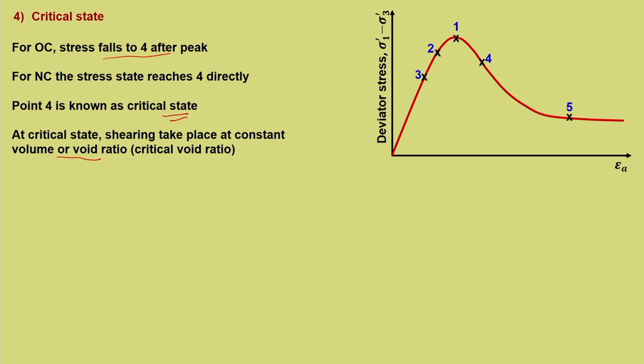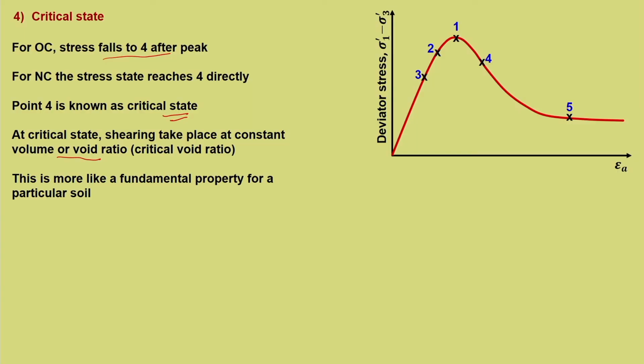So, it is the state which the soil achieves during shearing such that the volume does not change further, but deformation happens. Deformation happens at constant volume. So, that state is known as critical state. It is more like a concept, and hence it is also more like a fundamental property for a particular soil. This we have seen a bit of in our earlier discussion.